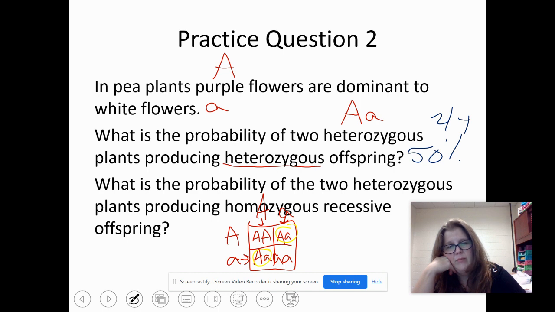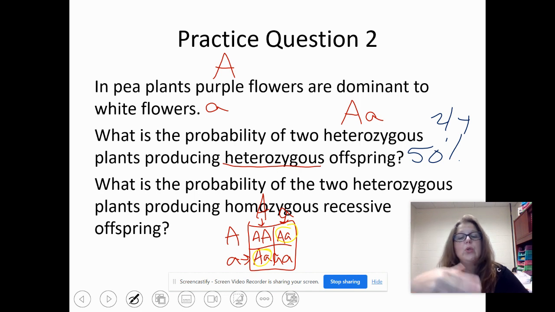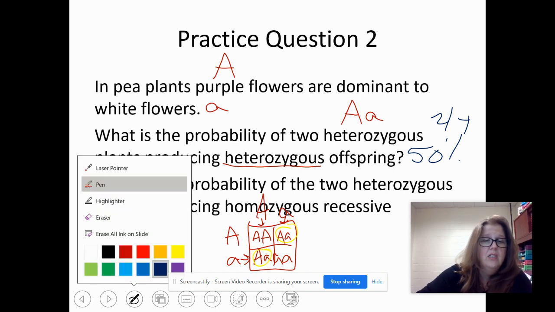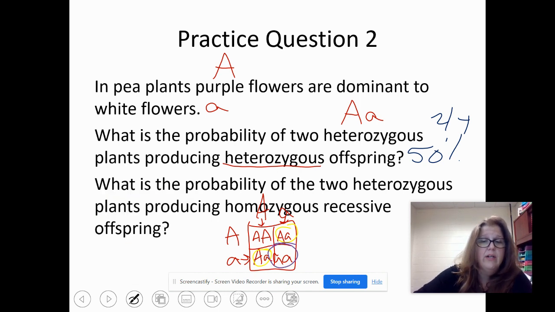Homo meaning same. What's the same? Well, we have 2 recessive, homozygous recessive. So what's the possibility of that? We'll look at your Punnett square and see how many squares, if any, have homozygous recessive offspring. And the answer is there's only 1 square here.